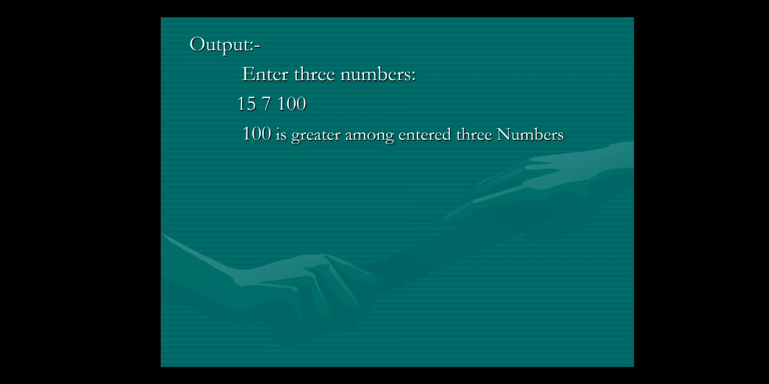Here we can see the output of this program. We have taken three numbers, that is 15, 70, 100 from the user, and after checking the condition by the nested if else statement we got the result, which is 100 is greatest among the entered three numbers. You can also type and run this program at your desktop or laptop, and you can check the output of this program.